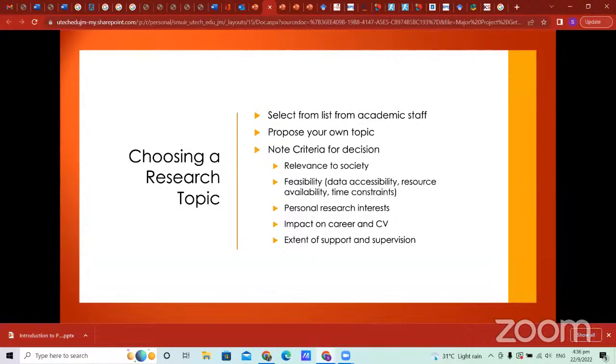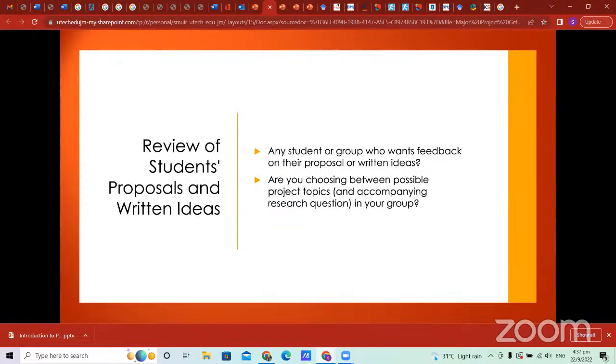Is it going to be something that you can actually get resources to do? I know a particular supervisor who purchased something and it took them months, so they were actually behind in their project. You have to think about whether you can actually do it in time. Think about whether, if it's not your personal interest, you can put up with it for the whole of the academic year. And if it's not your research interest, could it help your career? And will you find support in doing the project?